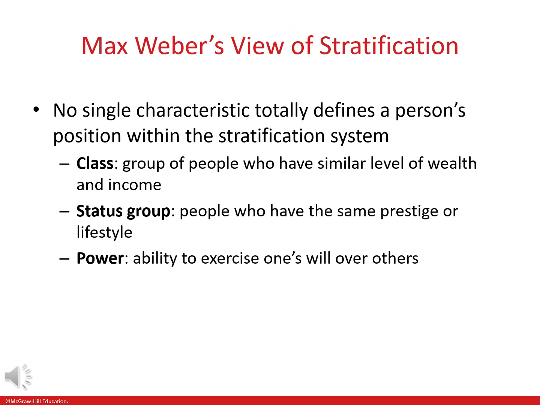Max Weber's view of stratification. Weber believed in class, status group, and power. He also didn't believe that a single characteristic totally defined a person's position. So class has to do with wealth and income. Status has to do with prestige or lifestyle. And power is the ability to exercise one's will over others.